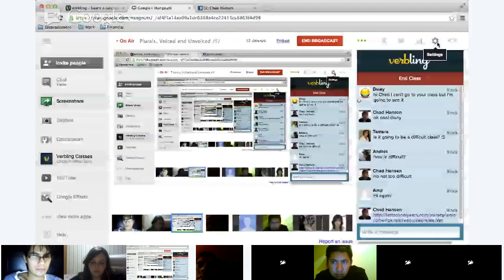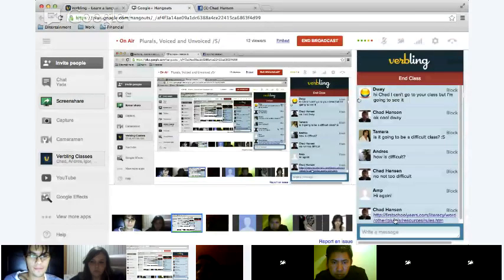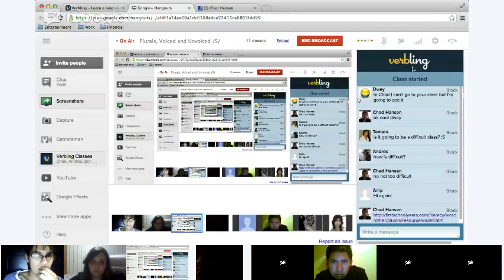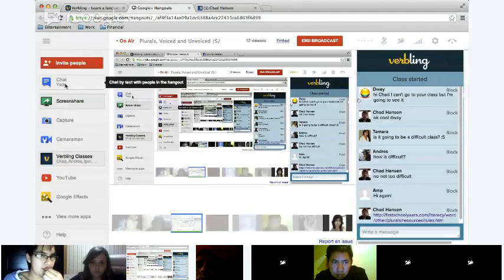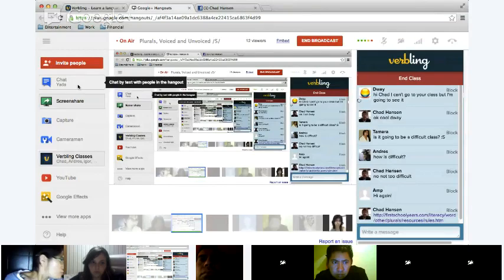Now, this is our chat box, where I put information. Make sure that you are in the Verbling chat box. The way you can tell is because it does not say Verbling here. We have two chat boxes, one here, the Google chat box, and Verbling down below. All right, let's get started.